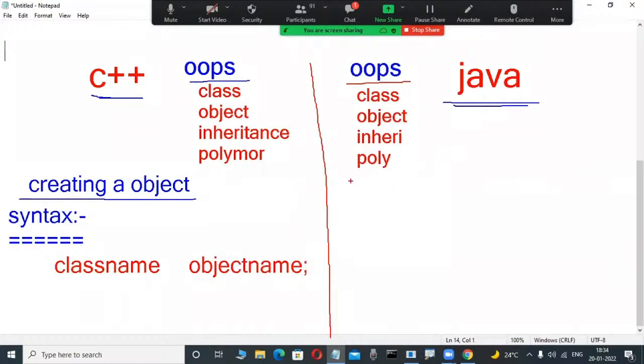Suppose the same creating of an object is there in Java also. Now observe here. Suppose they want to create an object. Some objects, class, something is there. Don't worry.